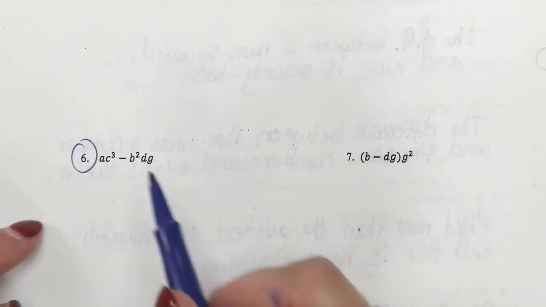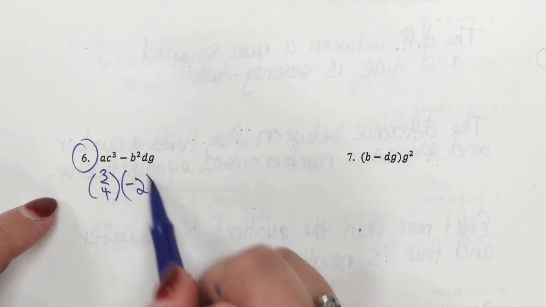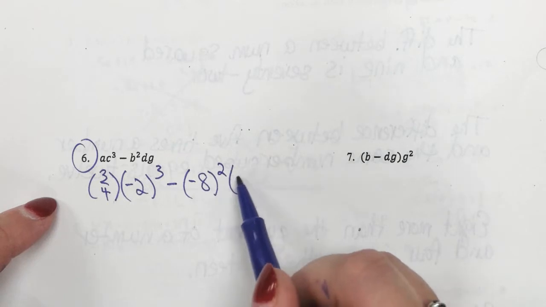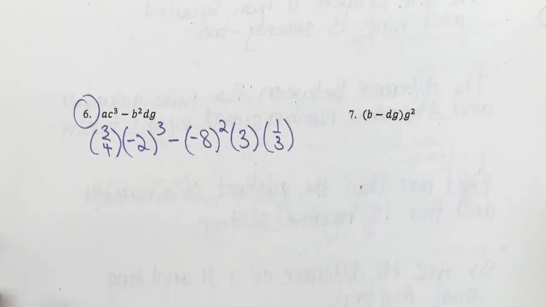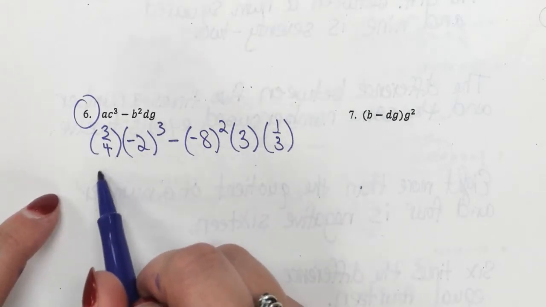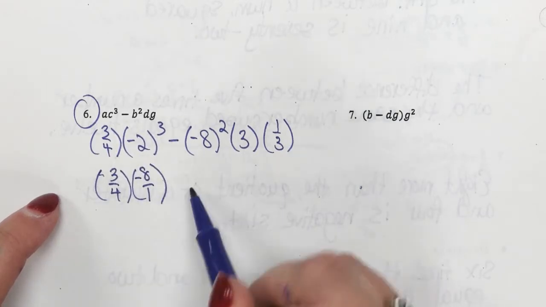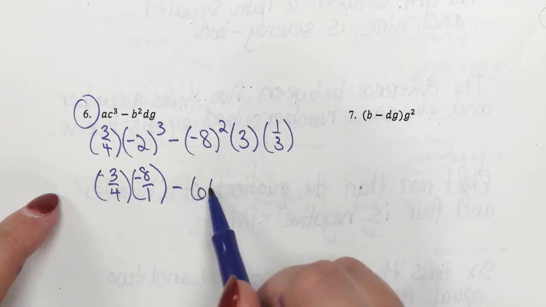All right, and then number 6. What is A? A is 3/4. C was negative 2 cubed minus B was negative 8 squared. D was 3 and G was 1/3. All right, what's negative 2 cubed? Negative 8. Oh, yeah, it is. I'm sorry. You're right. My bad. All right, what's negative 8 squared? 64.